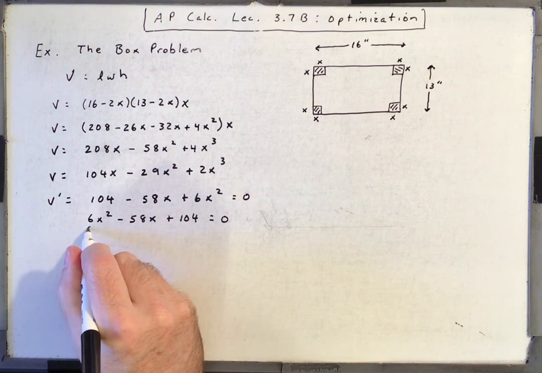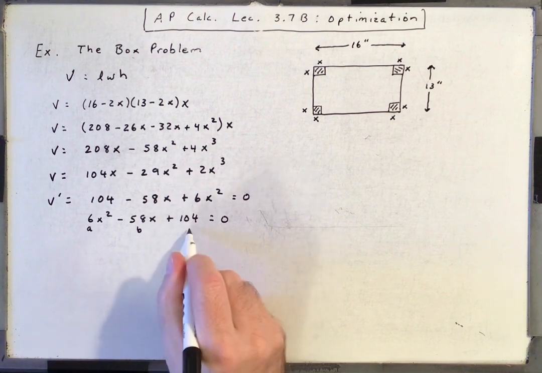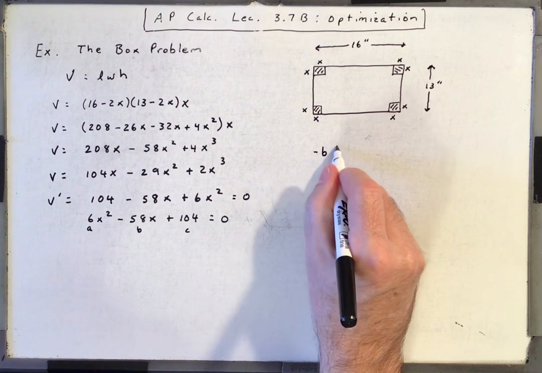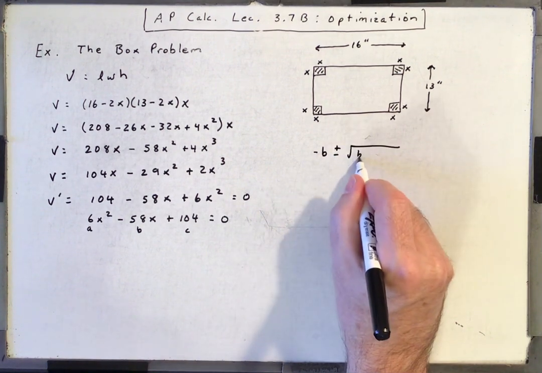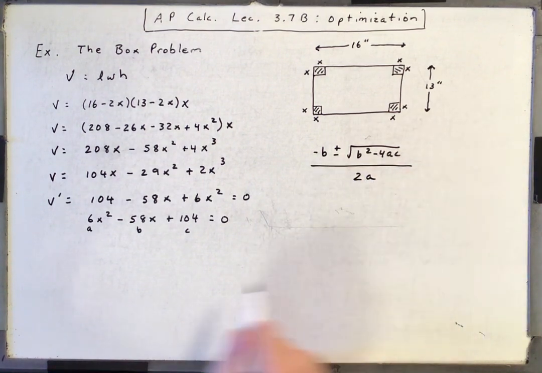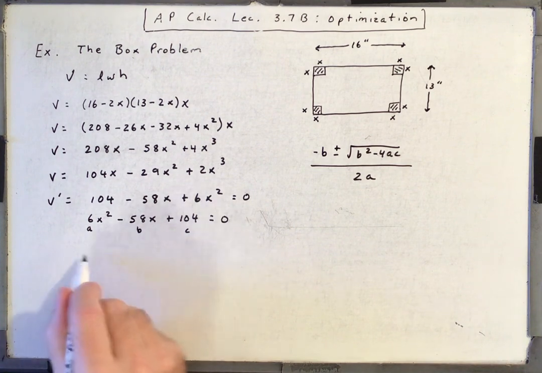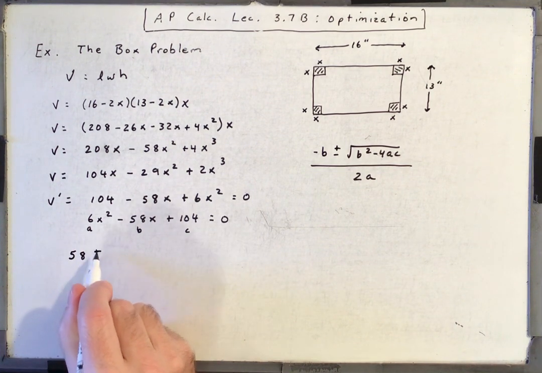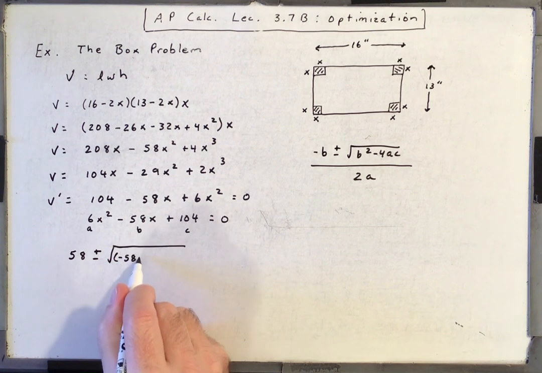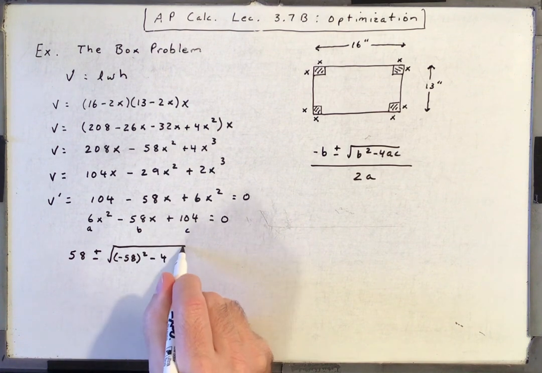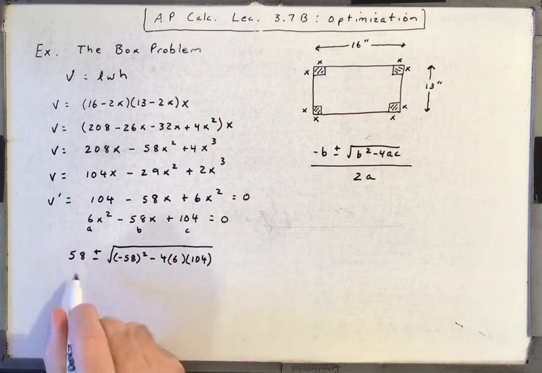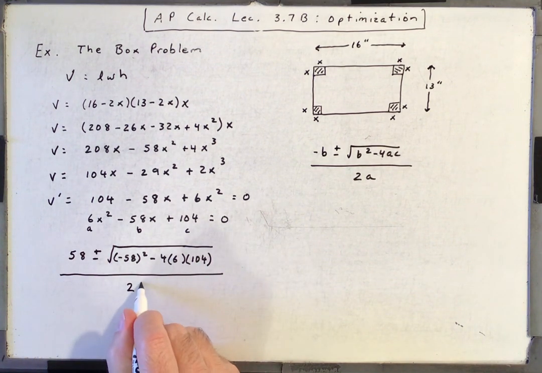And we'll use the quadratic formula. We've got a, b, and c here. So the quadratic formula, remember, is negative b plus or minus the square root of b squared minus 4ac, all over 2a. So that's going to be negative 58, so that'd be positive 58 plus or minus the square root of negative 58 squared minus 4 times 6 times 104, all over 2 times 6.